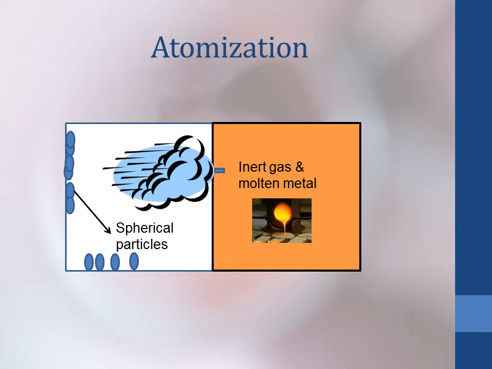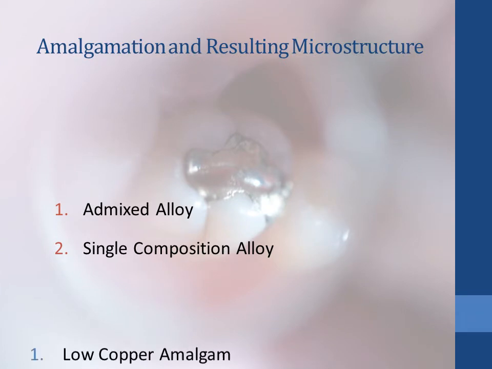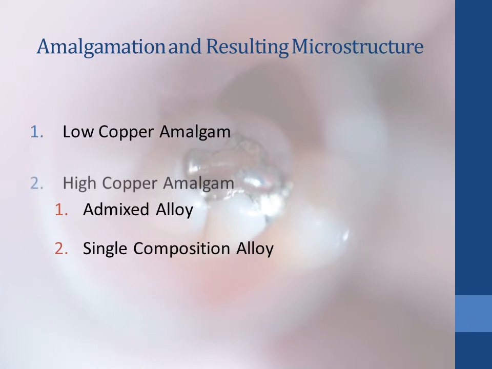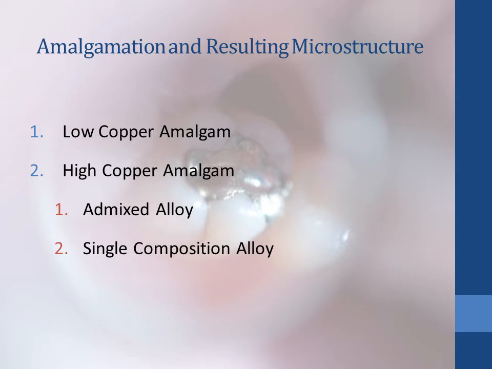So this is what atomization of the spherical particles looks like. Let's look at the different types of amalgam again: low copper and high copper. High copper contains the admix and the single composition.